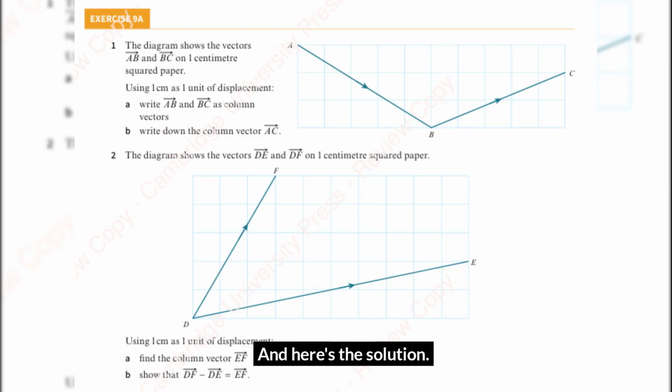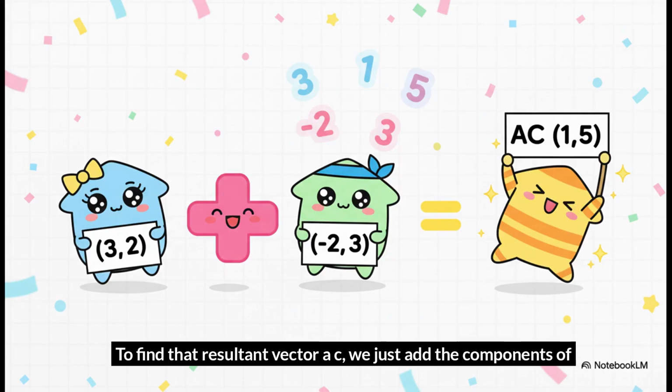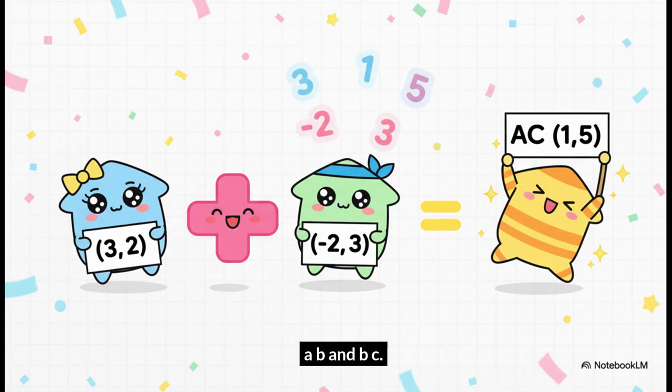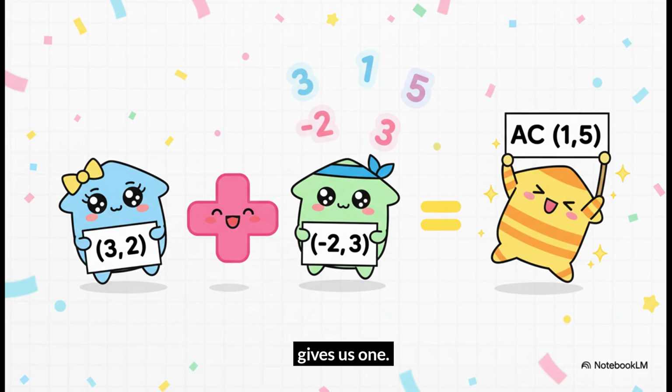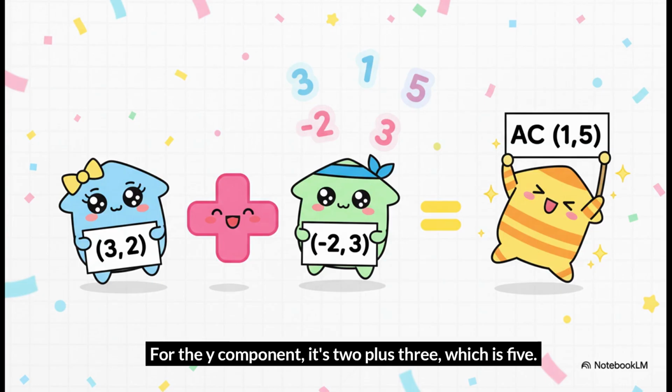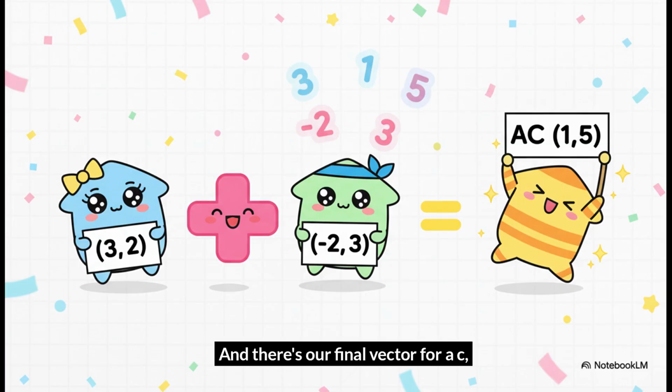And here's the solution. To find that resultant vector AC, we just add the components of AB and BC. So for the X component, it's 3 plus -2, which gives us 1. For the Y component, it's 2 plus 3, which is 5. And there's our final vector for AC, (1, 5).